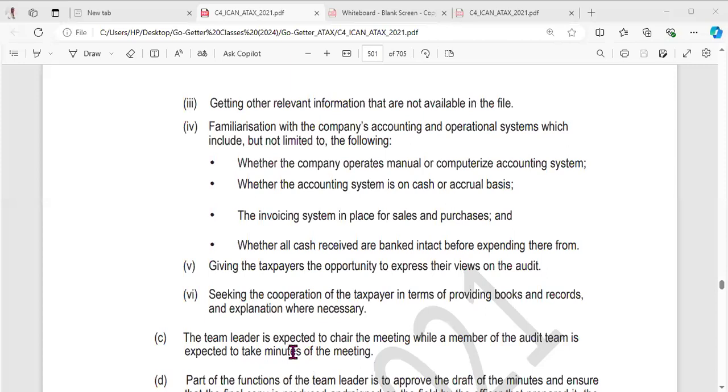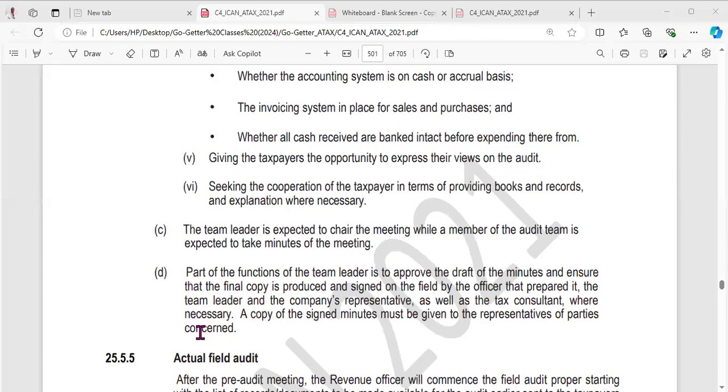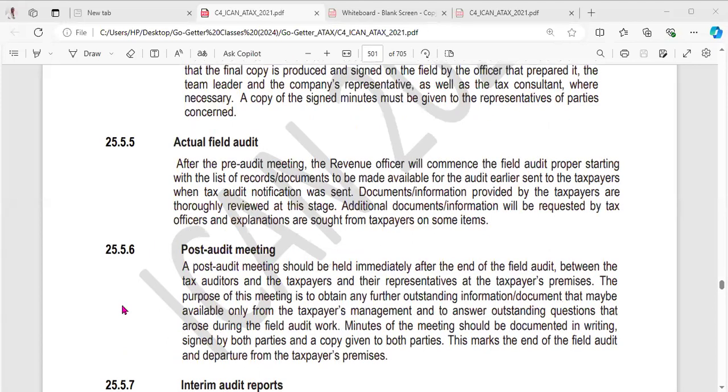Then the actual audit will commence. After the pre-audit meeting, the revenue officers will commence their proper audit, the field audit, starting with the list of records and documents to be made available to the audit. And so they will start working on it, looking at this list, doing their work.